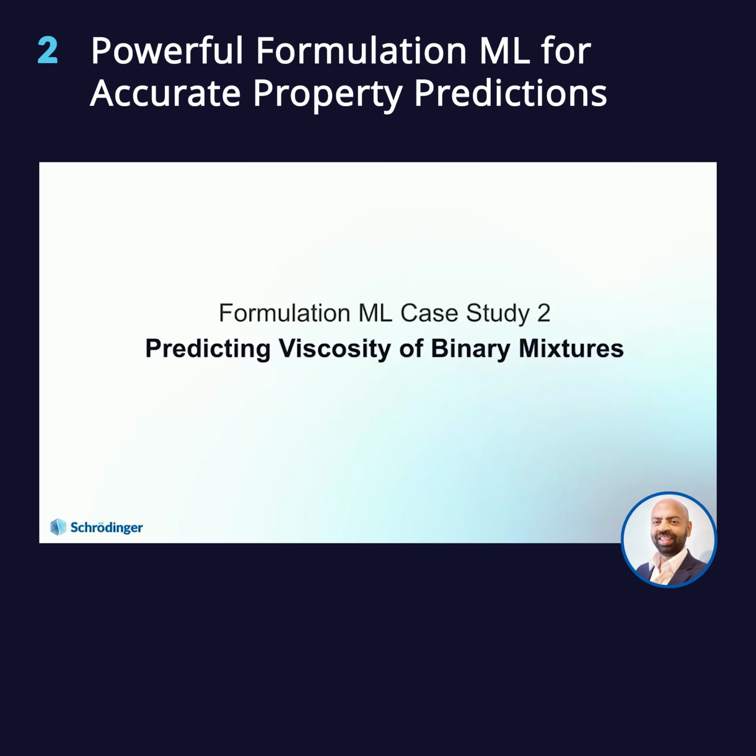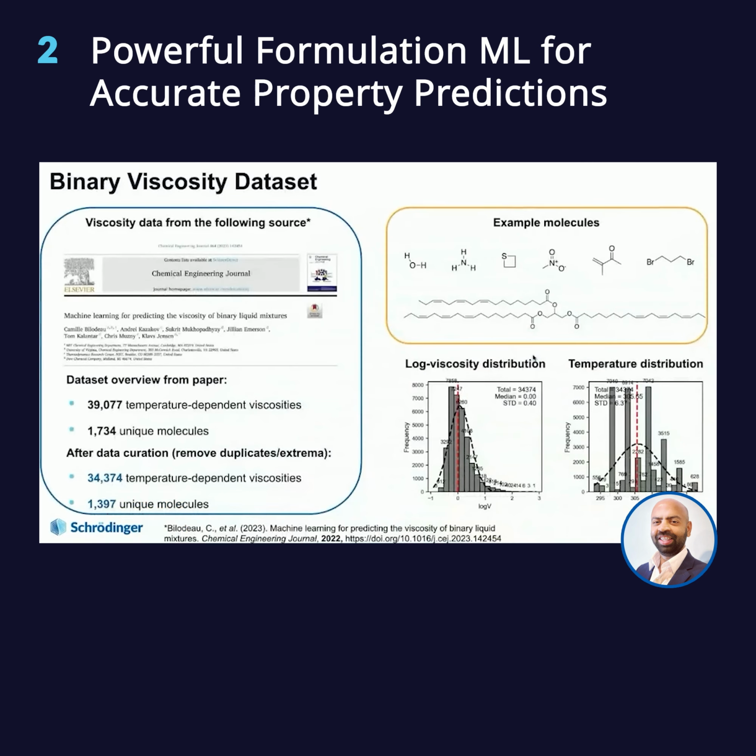Can we predict the viscosity of binary mixtures of organic materials? This is a data set that was published a few years ago, and this contains a curated data set of around 34,000 temperature-dependent viscosities. There were more than 1,300, close to 1,400 unique molecules in this data set, and you can see examples of the molecules shown on the top right. And if you combine any of these two molecules at any given ratio, what is the viscosity? We want to be able to do this with machine learning.